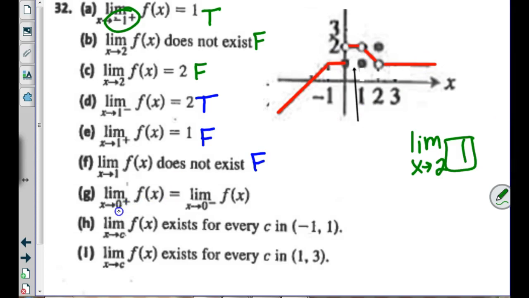The limit at 0 from the left and right are equal. So 0 is here. Is this approaching the same value from the left and right? Okay. Last ones, great important questions. Is there a limit for everything from -1 to 1? From here to here, does every point have a limit? No, because there was a break in the graph at 0, so this is false.